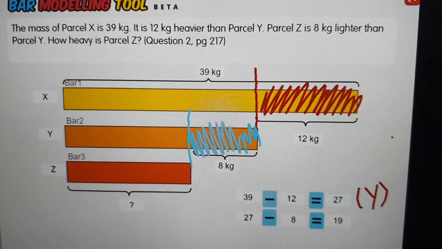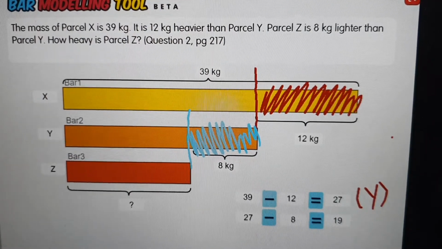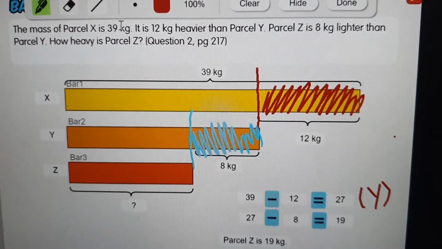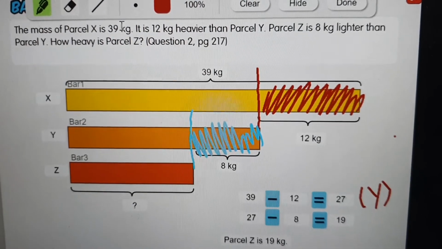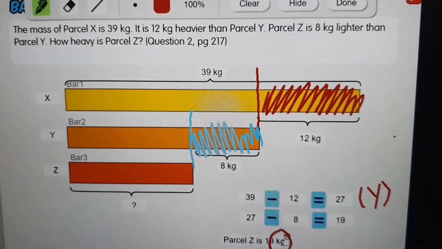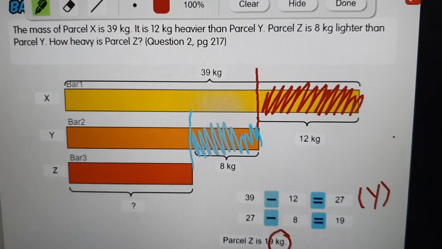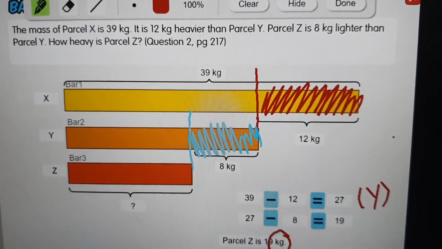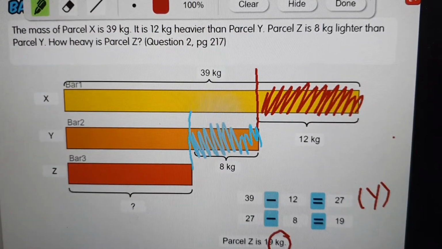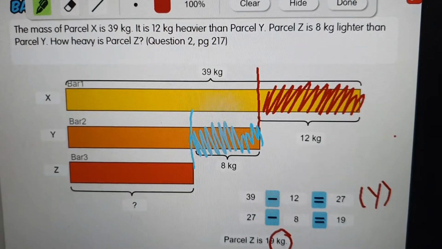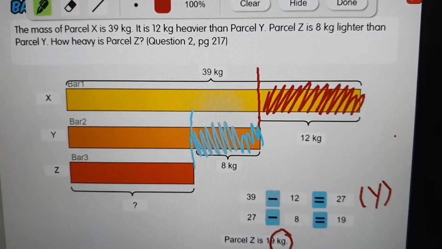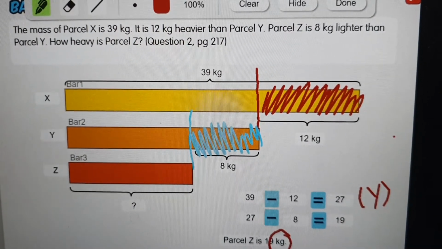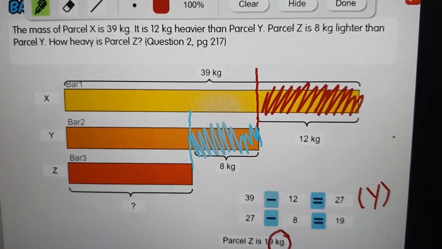So remember to end off with your word statement, okay, which is: parcel Z is 19 kilograms. And please remember to include your unit here. If not, you're going to be penalized. Okay, so please transfer this into your workbook. And you can also pause the video here to take some time to absorb and understand the model and how it is related to your working.